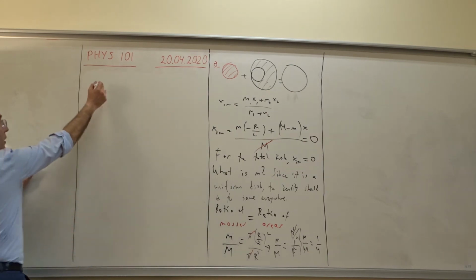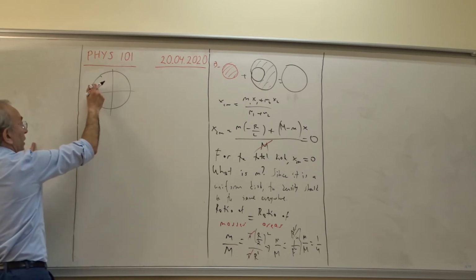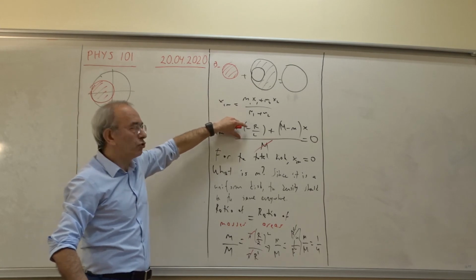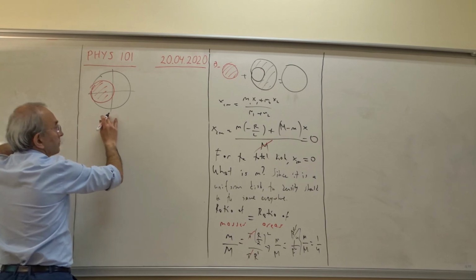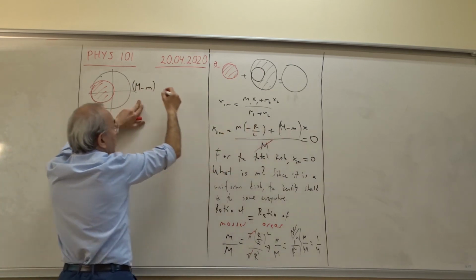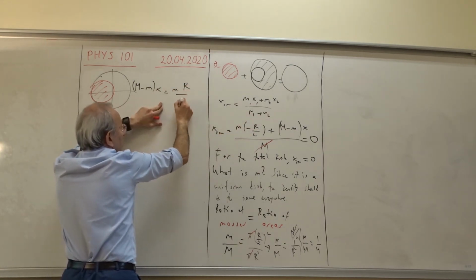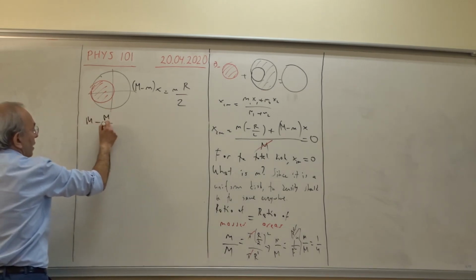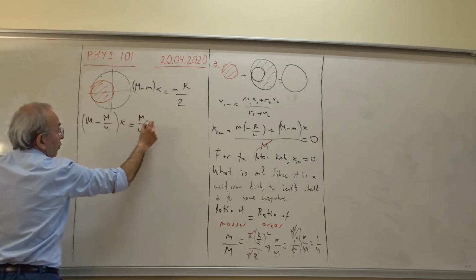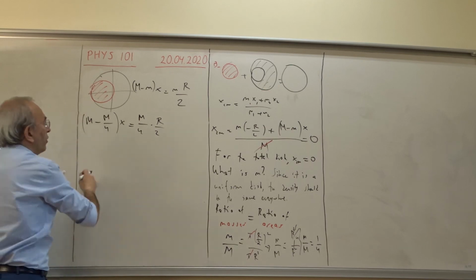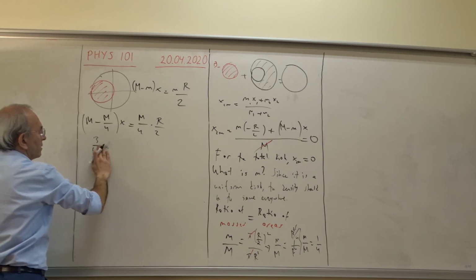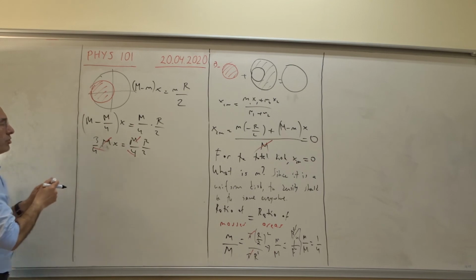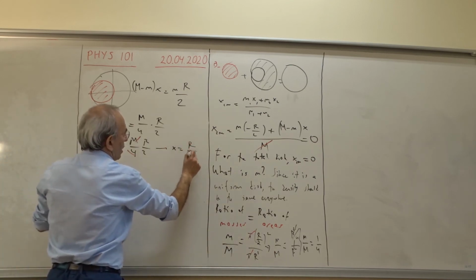Now let me keep the figure. Again, this is the full disk, and this part is excluded. All right, from this expression, let's take the negative term to the other side. So we have M minus m times the unknown x equals little m times R over 2. But little m is 1/4 of the total mass, so we have M minus M over 4 times the unknown equals M over 4 times R over 2. Therefore 1 minus 1/4 is 3 over 4, so 3 over 4 M x is M over 4 times R over 2. The M's and 4's cancel, so x turns out to be R over 6.